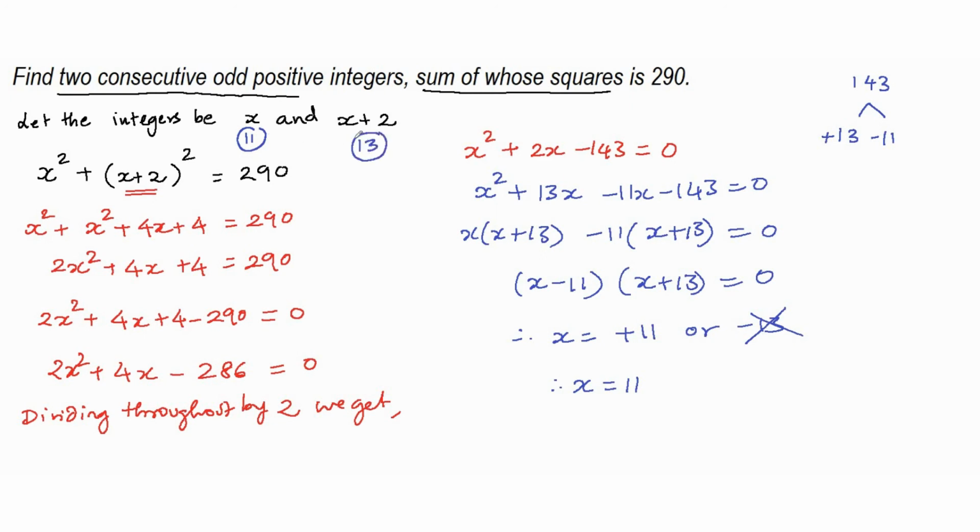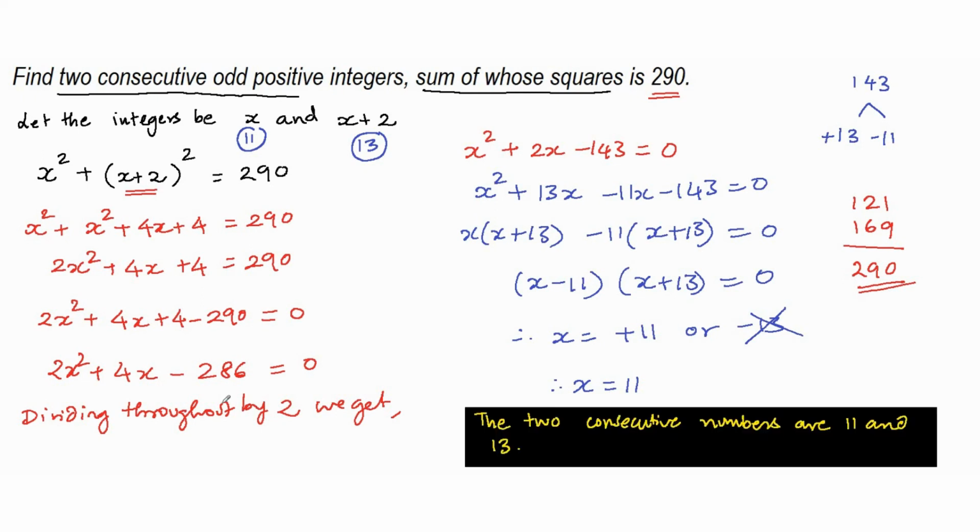A quick check, these are two consecutive odd numbers and their squares. So what is 11 square? 11 square is 121 and 13 square is 169. So if we take their sum, it is 290. So this satisfies the second condition as well, and hence our solution is right. We should express this in statement form. The two consecutive odd numbers are 11 and 13, right?